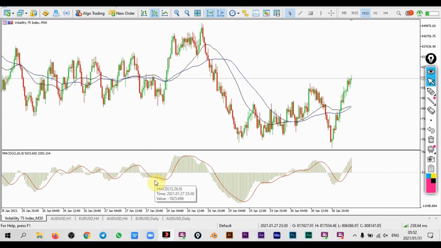So here is the moving average, guys. Here on MT5 we have two things. We have the histogram, and then we have this line here, which is the signal line. So we have the histogram and the signal line.